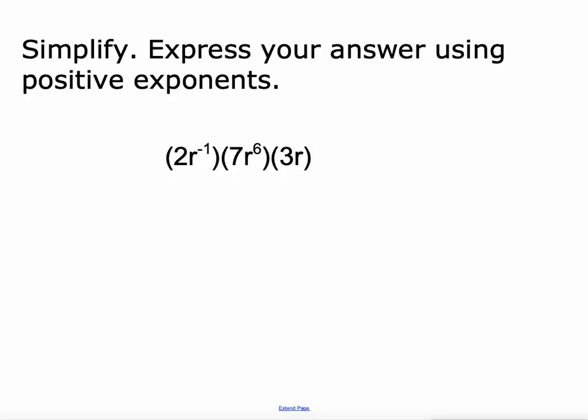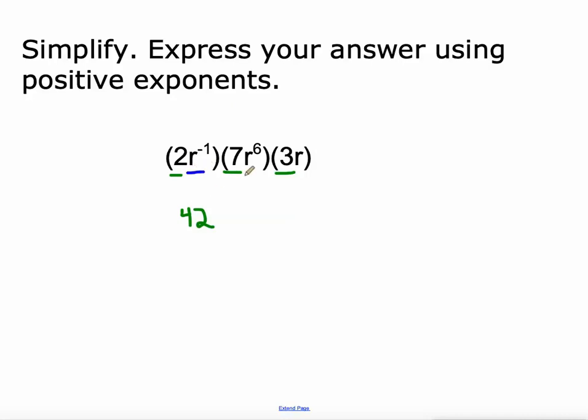All right, here's one that's all multiplication. Okay, so it's just 2r to the negative first times 7r to the 6th times 3r. Now, this is just a bunch of multiplication. We can do it in any order we want. So I'm going to do 2 times 7 times 3. In fact, off the top of my head, I'm not thinking very well about what 14 times 3 is. I'm going to do 7 times 3. That's 21, because then I know 21 times 2 is 42. Obviously, 14 times 3 is 42 as well, but that's how I chose to think about that.